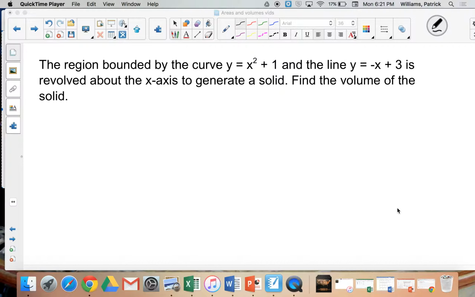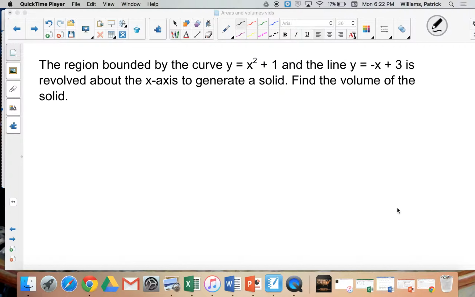And so remember, just to reiterate, when we look at solids of revolution problems, we want to ask ourselves two things. The first thing is: is the region that we're rotating in constant contact with the axis of rotation? If it is, we use the disk method. If it's not in contact with the axis of rotation, we use the washer method.